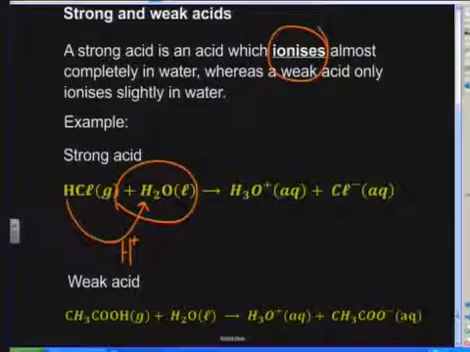It acted like an acid. Remember, acids are proton donors. We did that last week. The water acts like a base, takes the hydrogen, and ends up with H3O+ and Cl-.